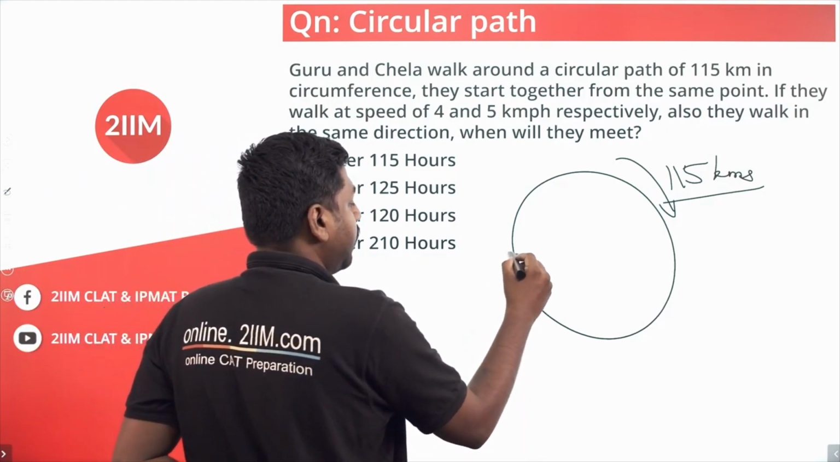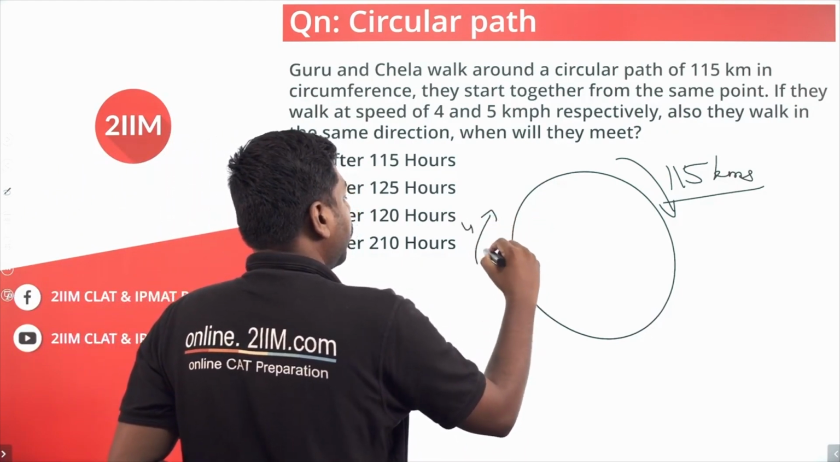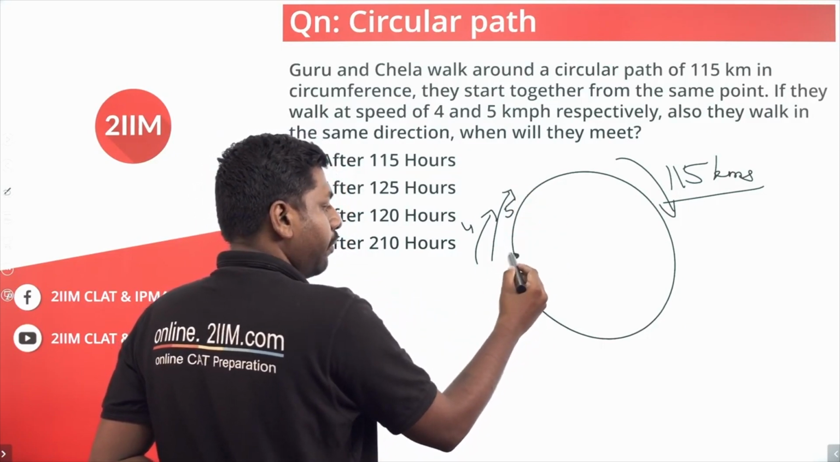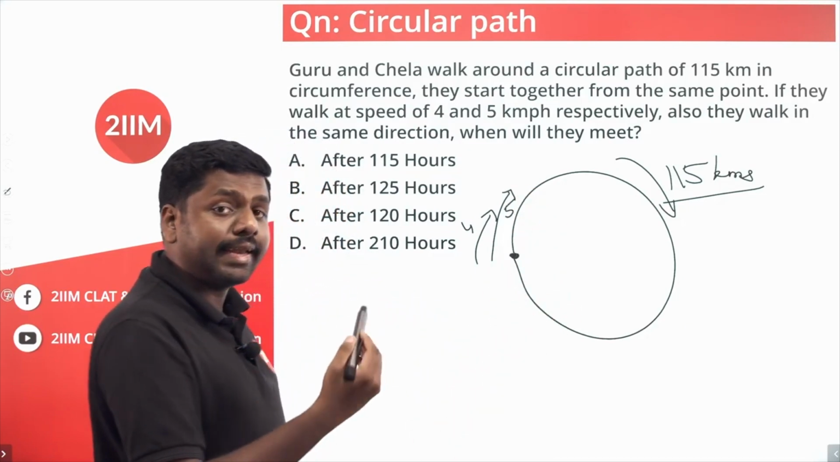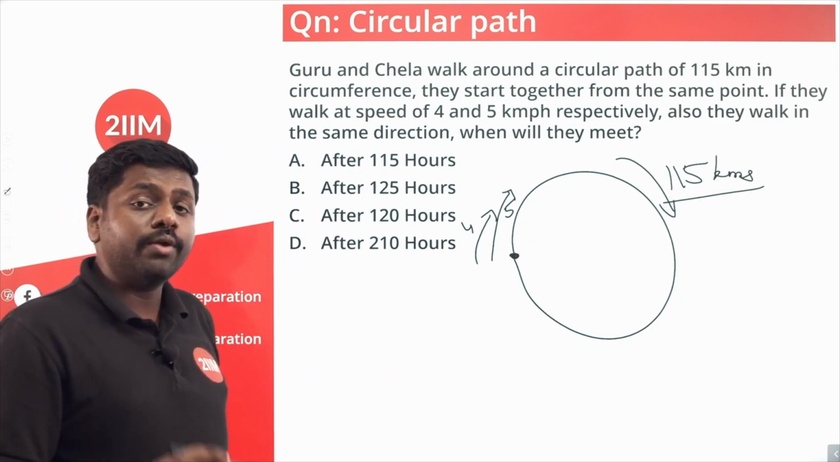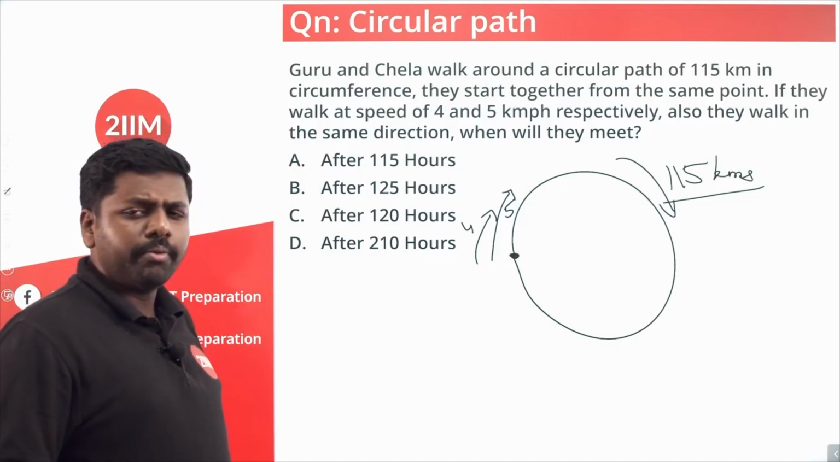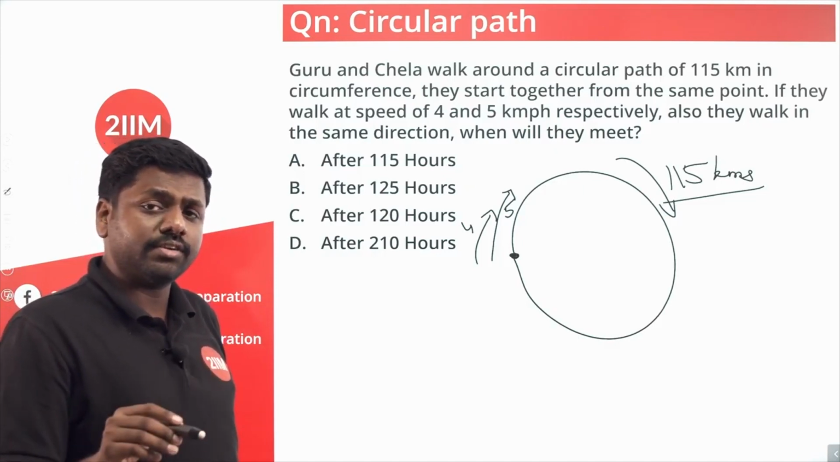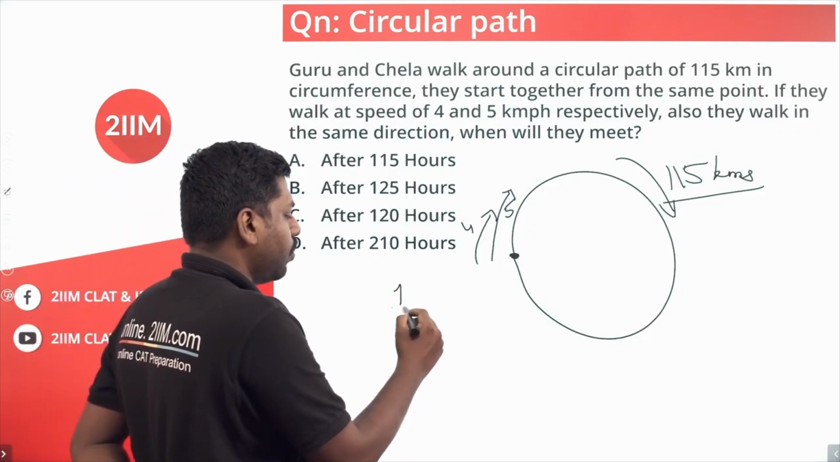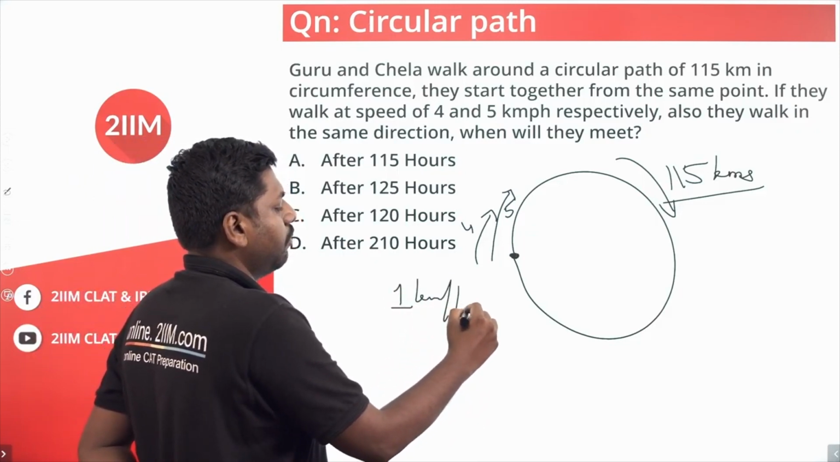So let's assume this is a starting point. One starts at 4 kilometers per hour, the other starts at 5 kilometers per hour. They both start at the same point, at the same time, in the same direction. When will they meet again is the point, not where will they meet. So very simple, it is relative speed, relative distance. The relative speed is 5 minus 4, 1 kilometer per hour.